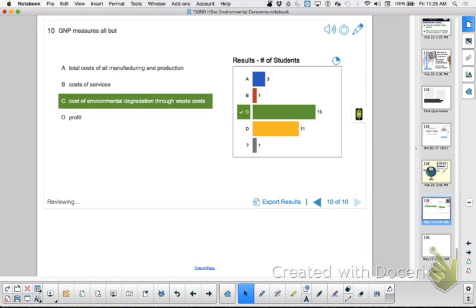And 10. The GNP measures all but. We don't look at environmental degradation, and the idea is maybe we should look at environmental degradation.